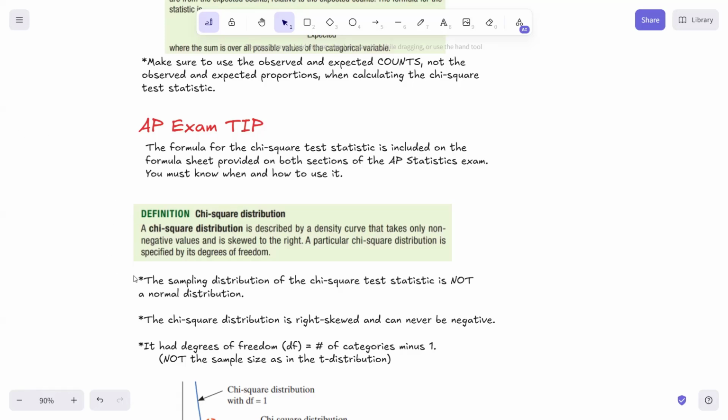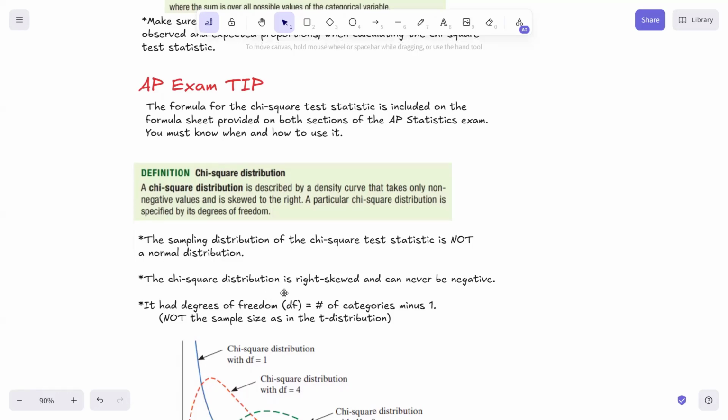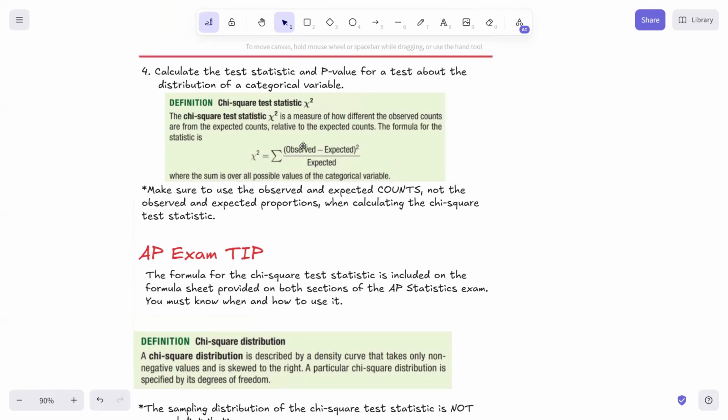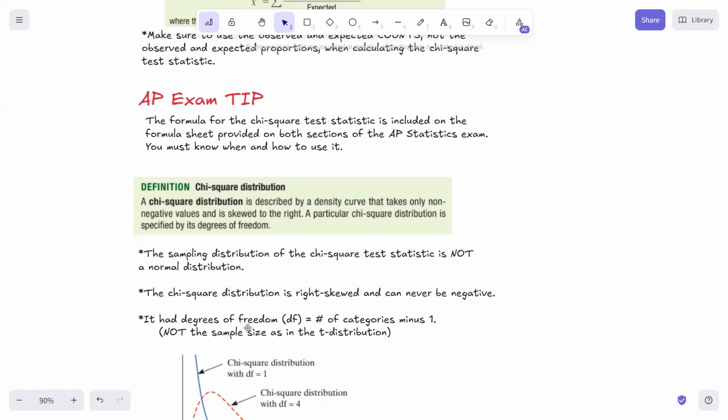So a couple important characteristics and things that we need to know. The sampling distribution of the chi-square test statistic is not a normal distribution. In other words, it doesn't have that bell shape. We can't talk about standard deviation in the terms that we normally have talked about it. The chi-squared distribution is right skewed and can never be negative. And the reason for that is this calculation up here that we performed is a value squared, essentially, which is never going to be negative. It has degrees of freedom equal to the number of categories minus one. So it's not the sample size as in the t-distribution, it's the number of categories, because remember we're talking about a categorical variable here.